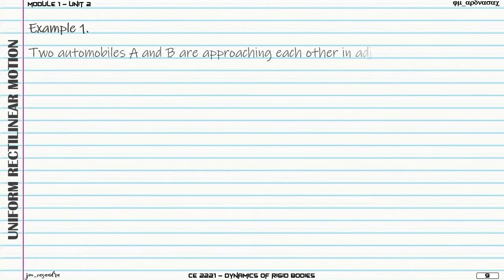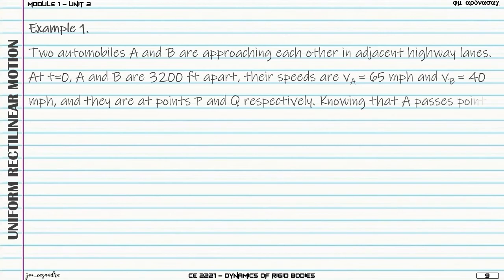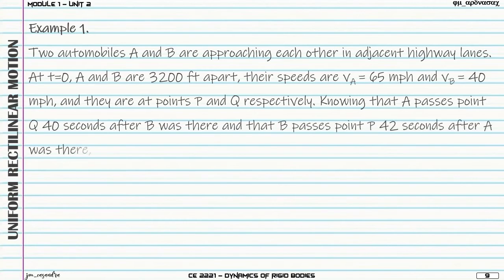So to further understand the dependent motion and relative motion, let us solve an example. Let's say two automobiles, A and B, are approaching each other in an adjacent highway lane, and at time t equal to 0, A and B are 3,200 feet apart. Their speeds are recorded: VA is 65 miles per hour, and VB is 40 miles per hour. And they are respectively at points P and Q.